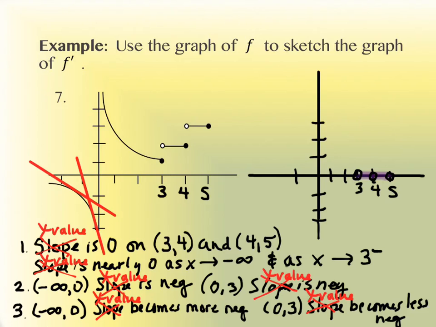Step number 2 tells us the slope is negative on the other two pieces. So what is the fact that the slope's negative telling me? I'm going to be below the x-axis the rest of the time, right? Okay. I did skip over one where it says that the slope is nearly 0 as x approaches negative infinity. Kind of skipped over it on purpose. It's nearly 0, but it's nearly 0 where? Above or below the x-axis? Below. So I'm going to be over here somewhere on my graph, below the x-axis, but approaching the x-axis.